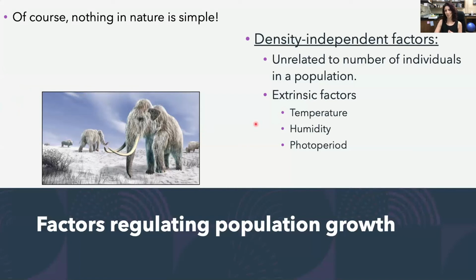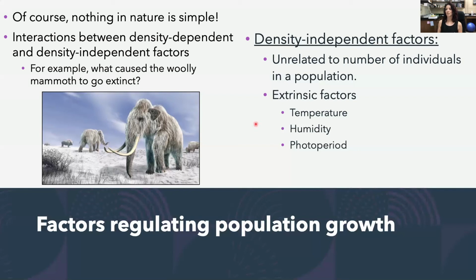And a good example of this is the interaction between density independent factors and density dependent factors with the woolly mammoth. So what caused the woolly mammoth to go extinct was the combination of climate change, a density independent factor during the Cenozoic that reduced their population numbers, and then when you introduce predation upon them, a density dependent factor from early humans that then drove them to extinction.